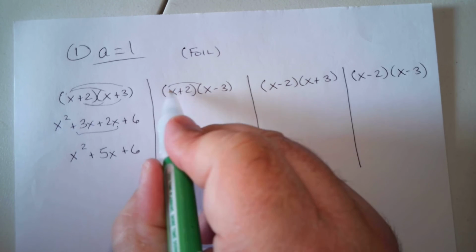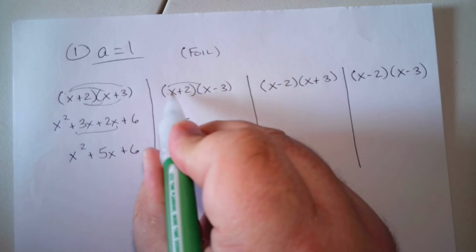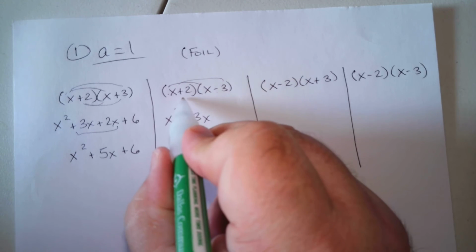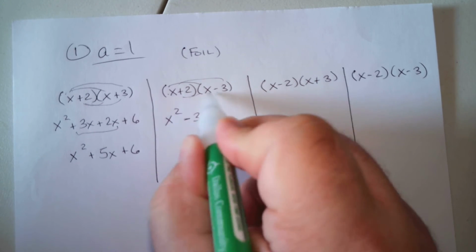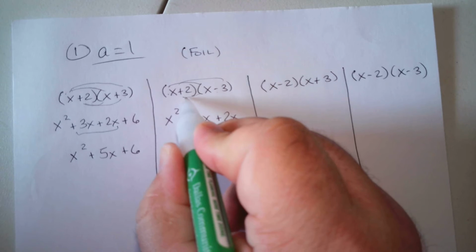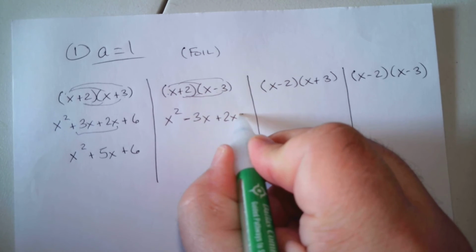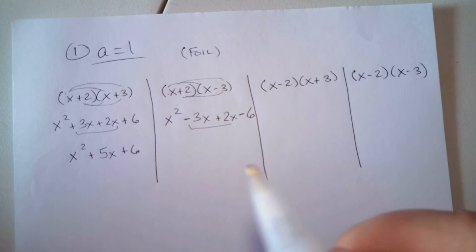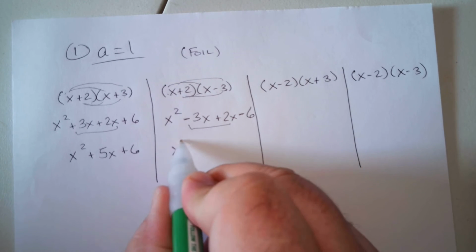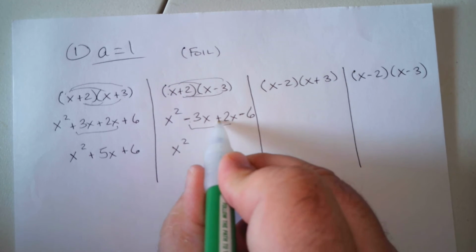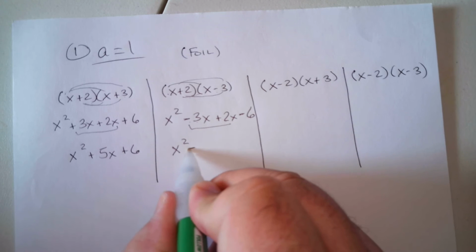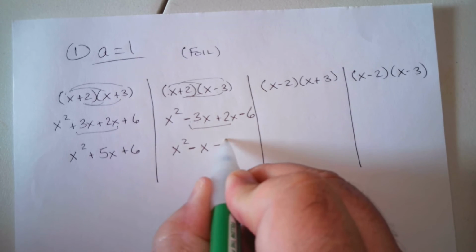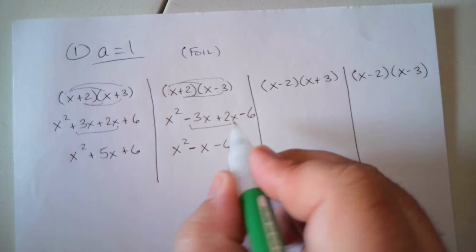X squared. Positive times negative is a negative. X times 3 is 3x. Positive, positive is a positive. 2 times x is 2x. Positive times negative is negative. 2 times 3 is 6. Combine like terms, so I have x squared, negative 3 plus 2. 3 is bigger than 2, so it's negative. 3 minus 2 is 1, so it's x squared minus x minus 6.